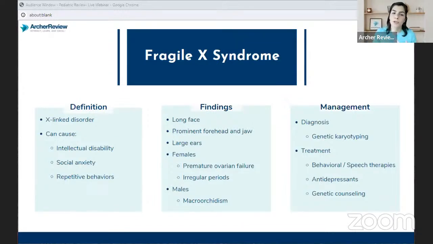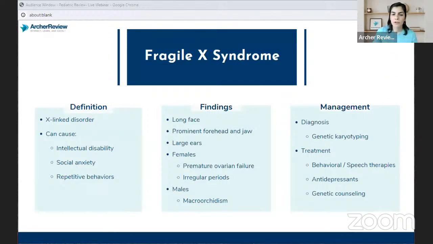Girls are going to have premature ovarian failure, so they're going to have irregular menses. And then boys are going to have larger than normal testicular size. So those are pretty classic features if you see it on the exam or in clinic. And then who's going to be diagnosing this? Again, your specialist with the karyotyping, and then the treatment. The treatment is pretty limited.